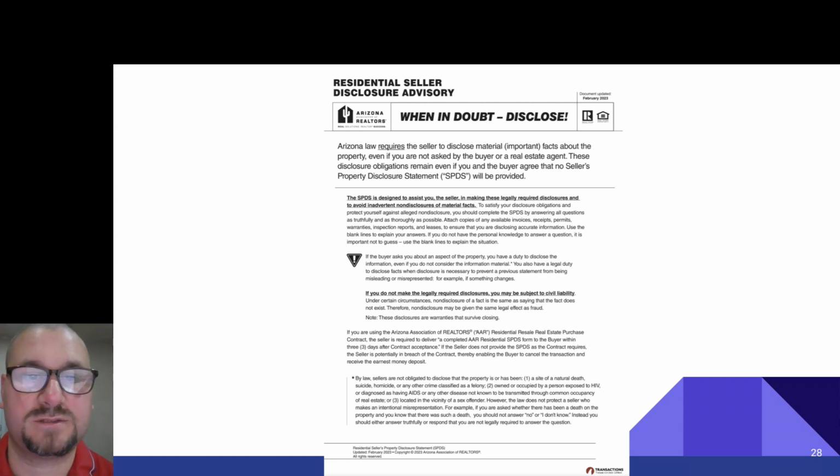of material facts. If the buyer asks you about an inspection of the property, you have a duty to disclose the information, even if you do not consider the information material. You also have a legal duty to disclose facts when disclosure is necessary to prevent a previous statement from being misleading or misrepresented. If you do not make the legally required disclosures, you may be subject to civil liability.